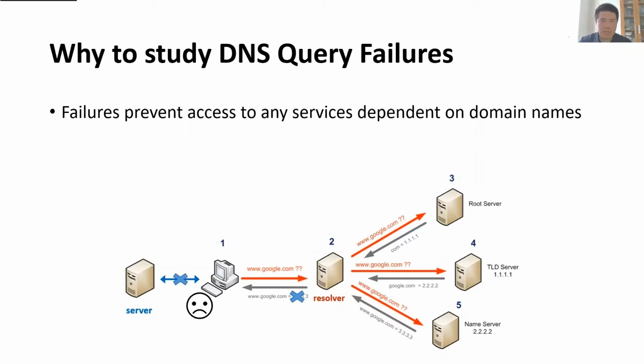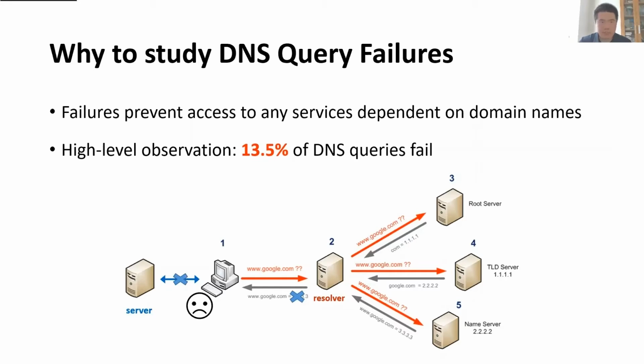So we're specifically interested in failures caused by DNS infrastructures instead of NXDOMAINs caused by, for example, typos. Besides, our high-level observation shows that DNS failures are commonplace, and this motivates us to inspect which factors correlate most closely with failed queries.